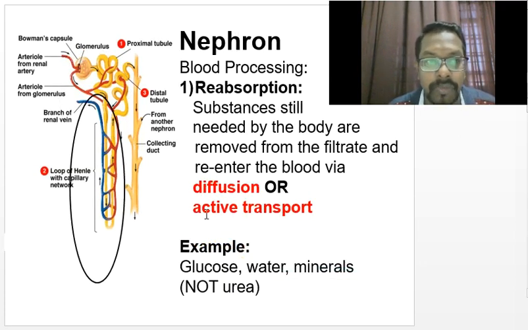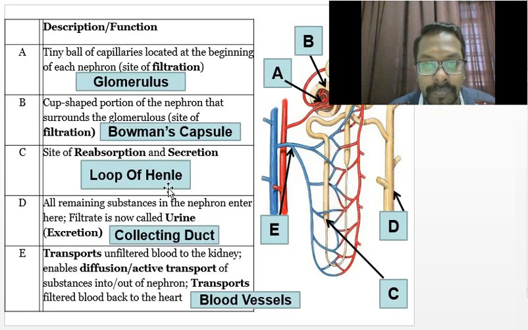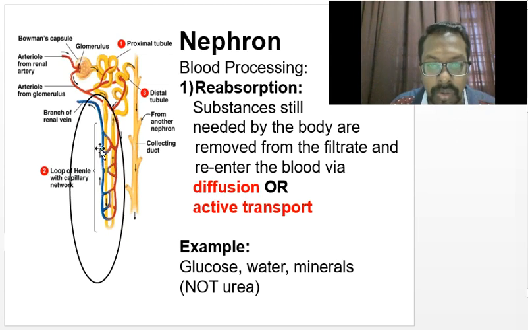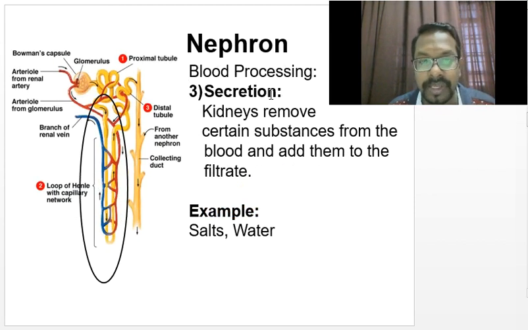Next, reabsorption. Where does reabsorption take place? Reabsorption takes place in our loop of Henle. Okay, let's see. Substances still needed by the body are removed from the filtrate and re-enter the blood via diffusion or active transport. For example, glucose, water and minerals, but not urea. Whatever the body needs to reabsorb back will go through this process except urea. Where? Loop of Henle. Okay, clear. So I hope you all understand. It's very clear.